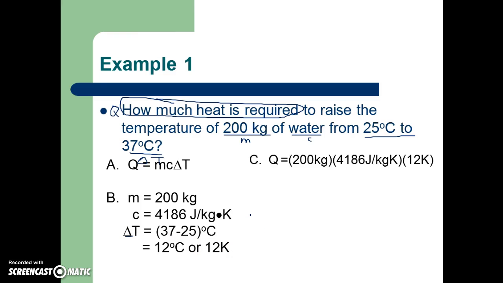All right, so we plug that into the calculator here. We put Q is equal to 200 times 4186 times 12, and we get this really big number. It's huge. You can keep that number, or you can change it into kilojoules, make it a little bit easier to deal with, by moving your decimal, or you can change it into megajoules by moving your decimal 3 more times.